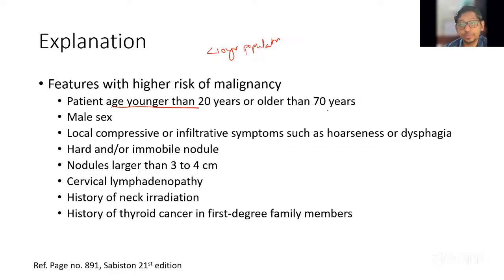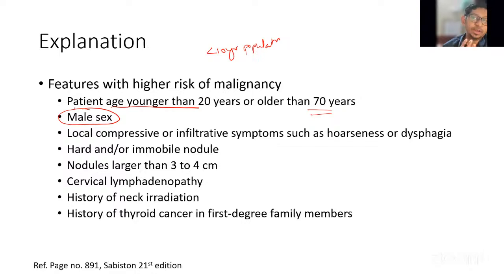Older age group, again, more than 70 years is also going to be a higher risk of malignancy. Very, very important is that males who have thyroid nodules have a higher risk of malignancy. Again, nodules where patients are symptomatic, they present with compressive symptoms, either they have voice change or they have breathlessness or they have stridor or difficulty in swallowing. All these patients are going to be higher risk of malignancy.